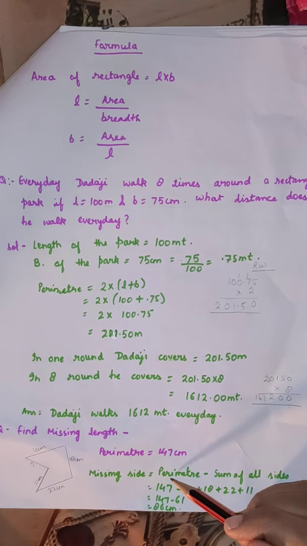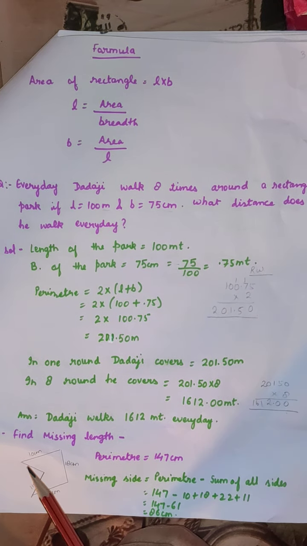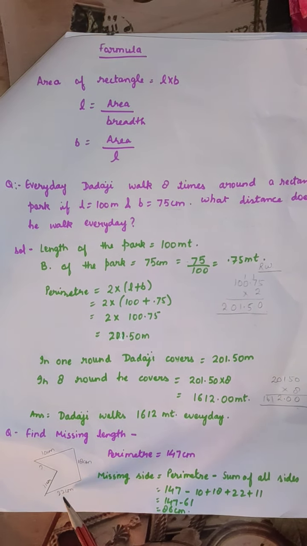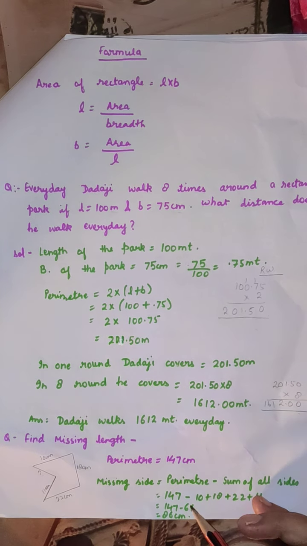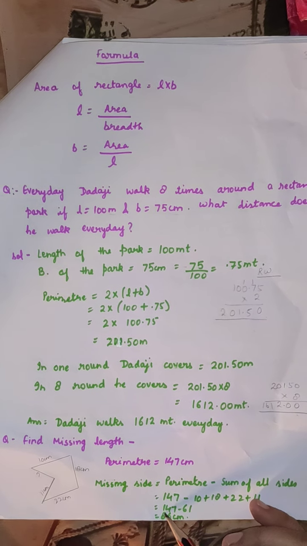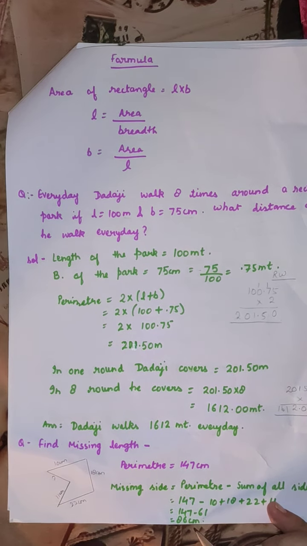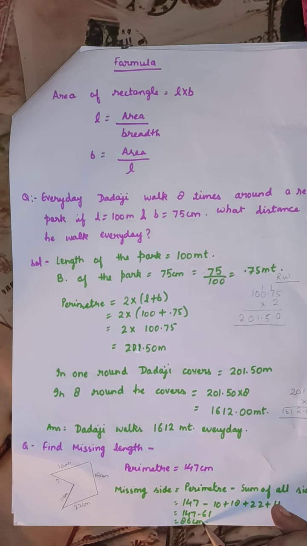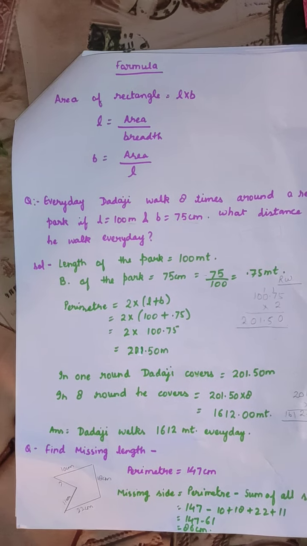Then perimeter is 147 minus the sum of all sides, which means 10 centimeter plus 18 centimeter plus 22 centimeter plus 11 centimeter, which will be 61. Now you have to subtract it. 147 minus 61 will be 86 centimeter, which is the missing length of this figure.